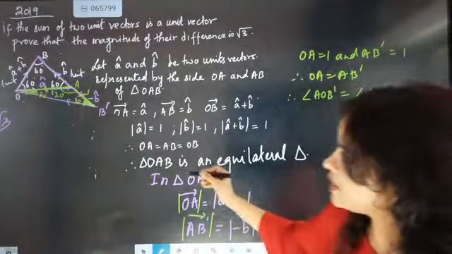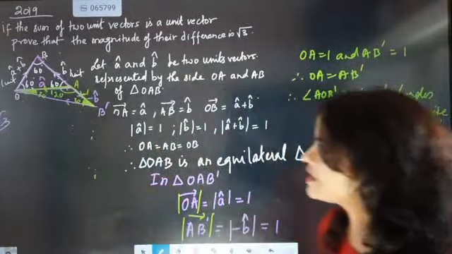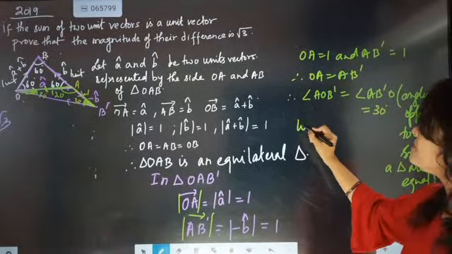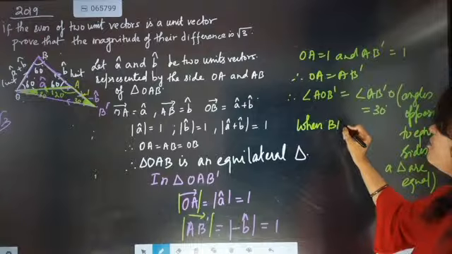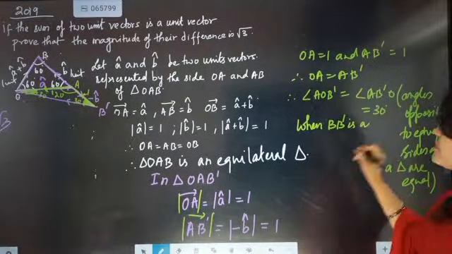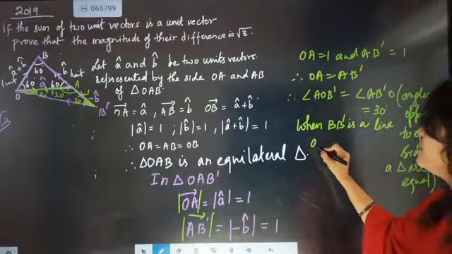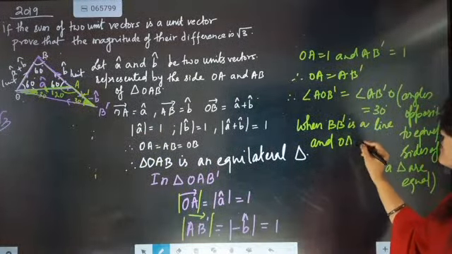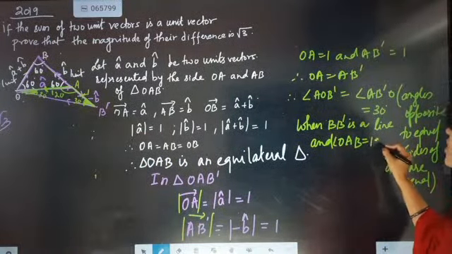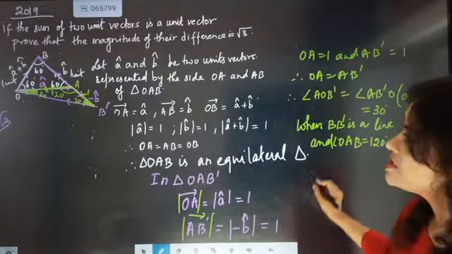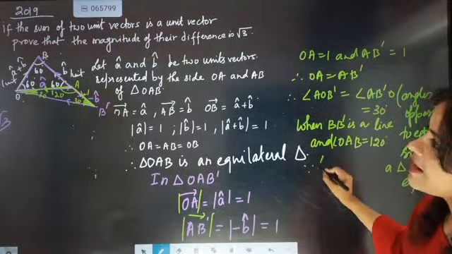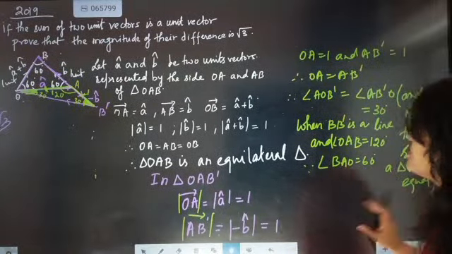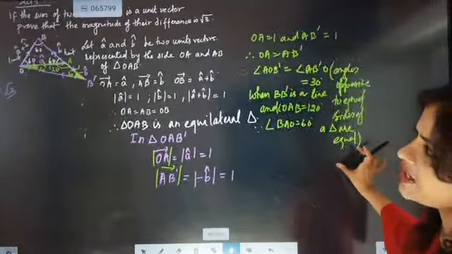By taking that point, we can say that these two angles will become equal to 30 degrees, when BB dash is a line and angle OAB will become 120 degrees, since angle BAO is equal to 60 degrees. I just wrote it as a statement. I didn't prove it because that is not my area of interest.